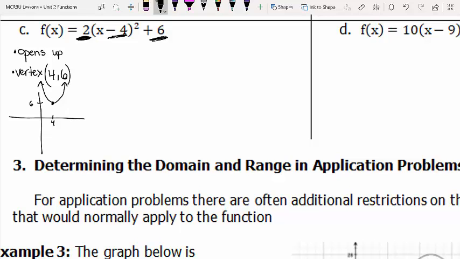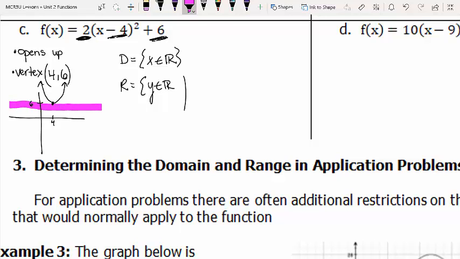Okay, so the domain of a quadratic function is going to be every real number. Your domain is x is an element of the real numbers, and there's no restriction on this domain. The range, however, is y is an element of the real numbers, but there's going to be a restriction, right? Because all y values below y equals 6 do not generate points on the graph. As long as your y values are greater than or equal to 6, they generate points on the graph. So the restriction is y can be any real number as long as y is greater than or equal to 6.